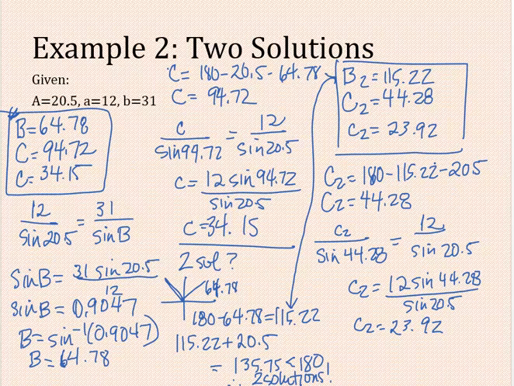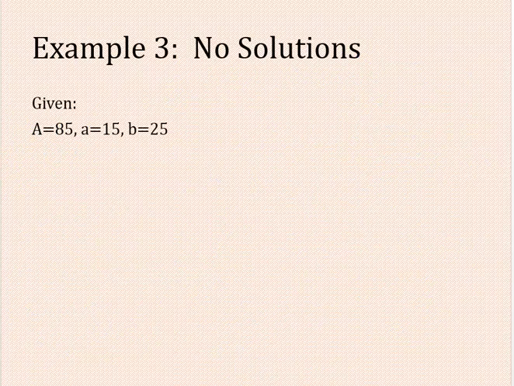So you see with two solutions, it's a lot of work, but it's possible. And the good news is not every problem has two solutions, but you do always have to test. So look back at how we tested for our two angles. One more. This is a no solution problem.